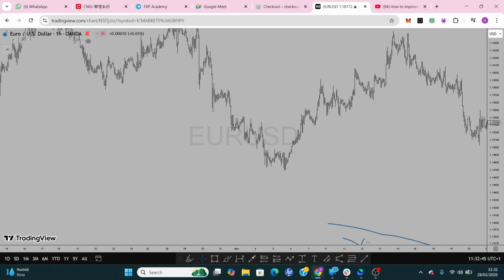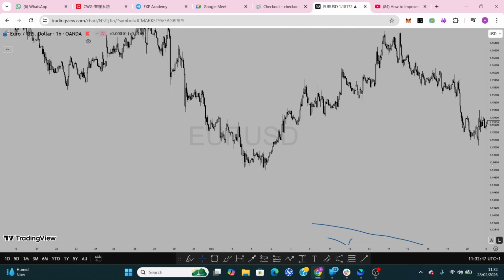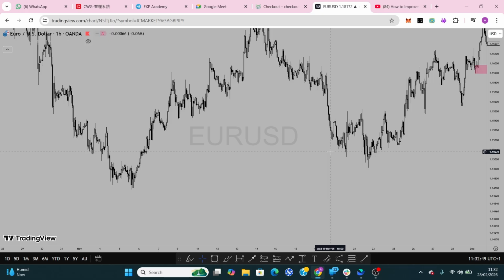In my next video, I will teach you guys how to use liquidity for your entry. You can use fair value gap as your liquidity, and you can use liquidity sitting in a range. I will teach you how to use liquidity to even set your stop loss and your take profit as well.